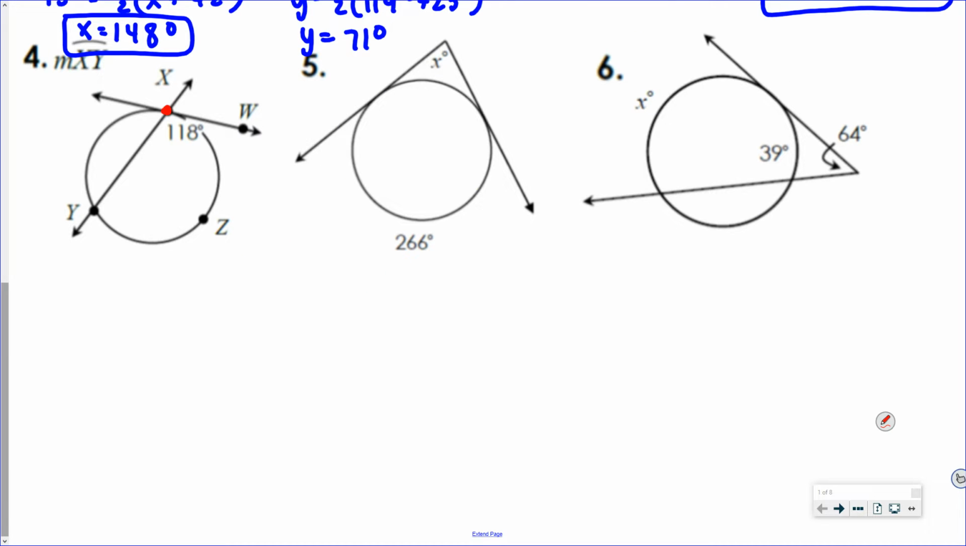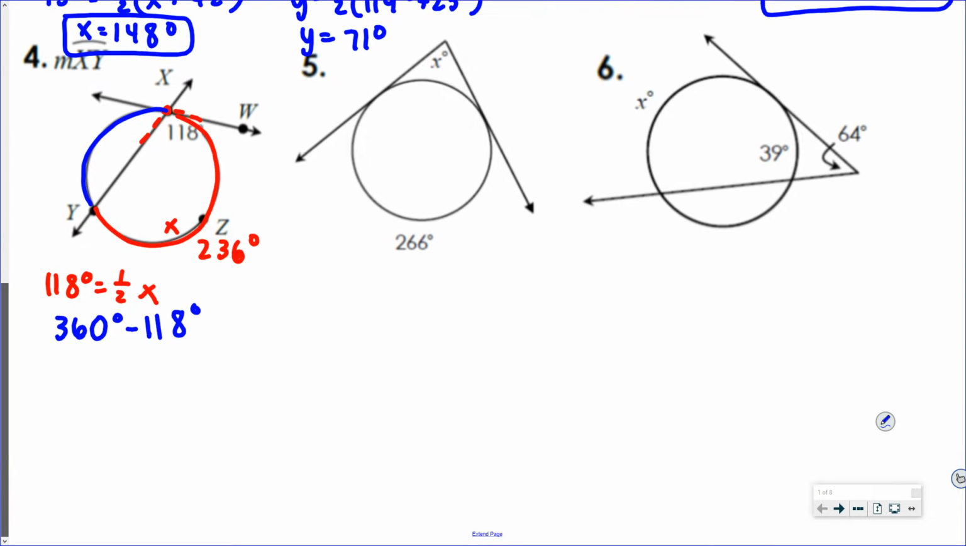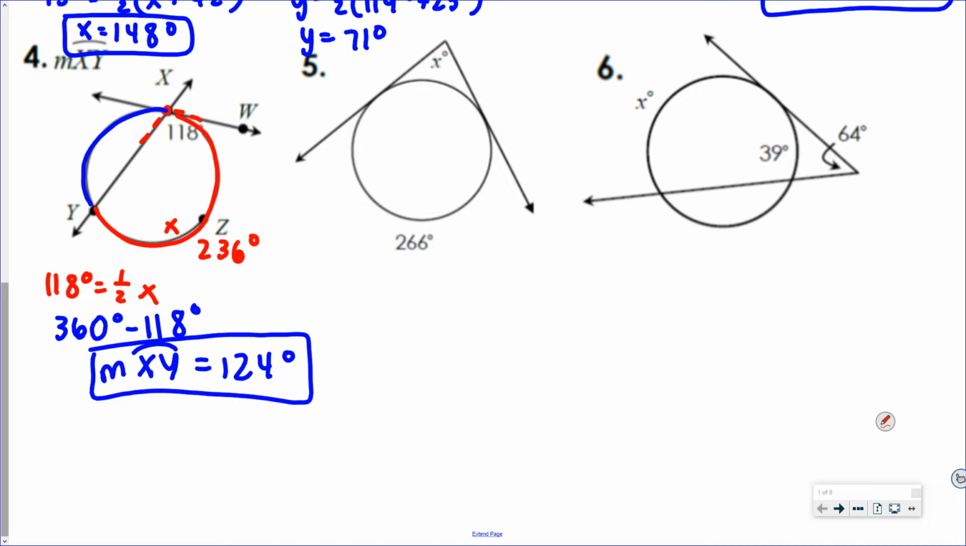Number 4 is very, very similar to this one. So again, I'd probably just, hey, I know this one's 59, so double is 118. Okay, because I know that measure is 1/2 of its intercepted arc. But again, they're asking me to find this arc over here, xy. So then I could just do 360 minus 118. And I got the measure of arc xy to be 124 degrees. Or, as I mentioned on the previous one, find its supplementary angle on the other side of that secant line and double that. You get 124 as well.